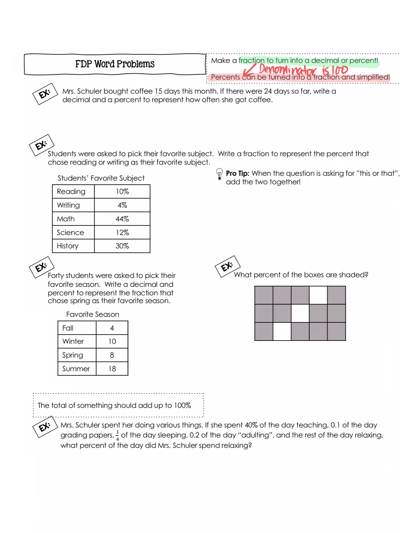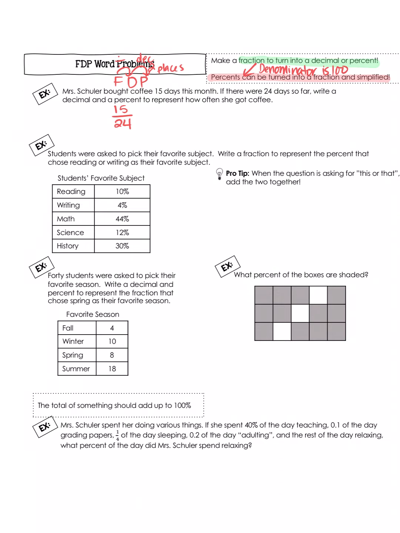Mrs. Schuler bought coffee 15 days this month. If there were 24 days so far, write a decimal and a percent to represent how often she got coffee. Well, I know that I got coffee 15 out of 24 days. So there's my fraction, and I can turn that into a decimal and percent. So remember FDP, I'm going to first divide, and then I'll move the decimal 2 places.